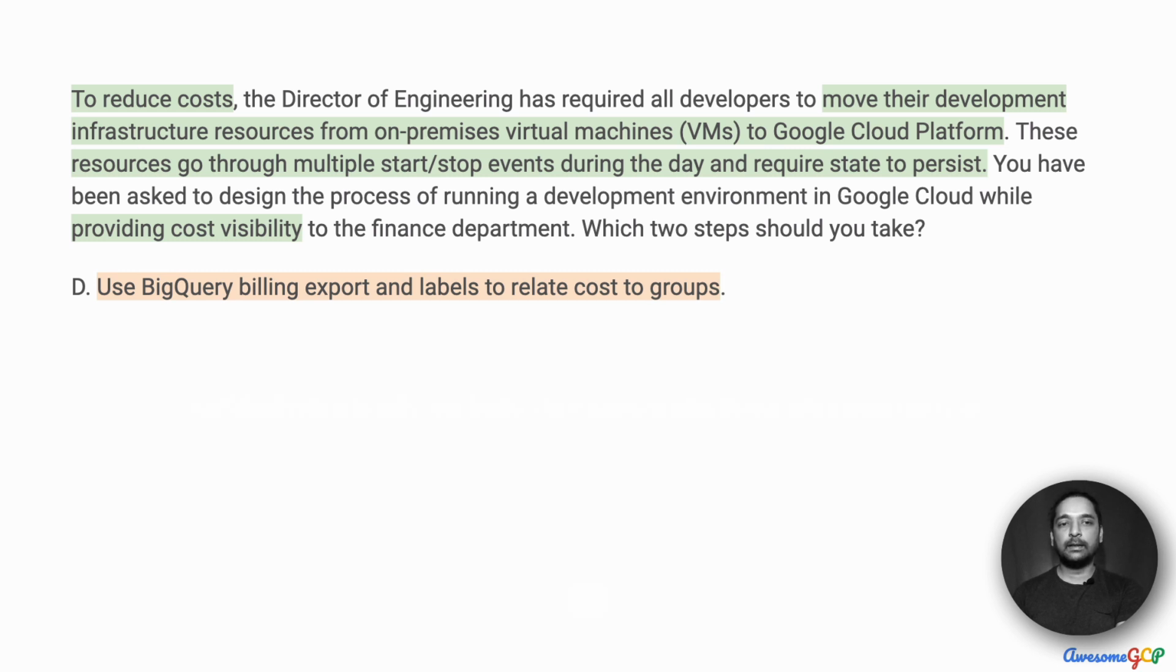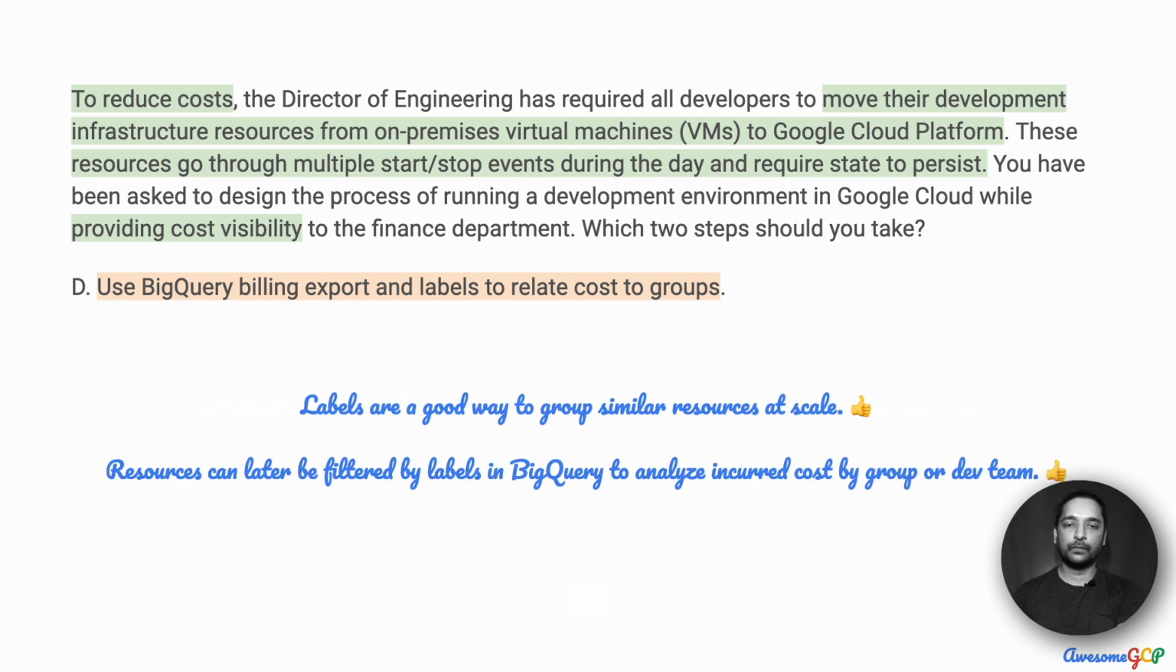Option D suggests that we use BigQuery billing export and labels to relate cost to groups. So, like I said, labels are a good way to group similar resources at scale. When you've got a development team of, say, 100 or 1,000 people, you can say all the people who are doing web or front-end development for the web are assigned some label for the VMs. Whereas somebody who's doing work in AI and has to run long jobs overnight as part of the training process will use a separate label.